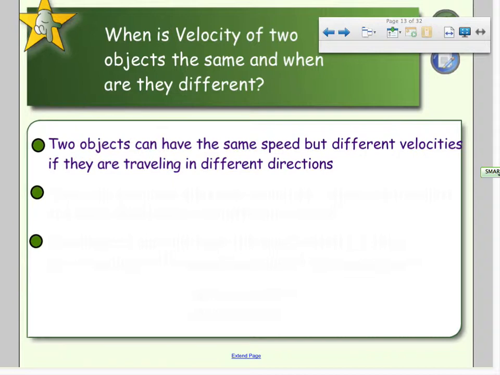Their speed. What's going to be different? Direction. What's going to be different? Velocity. Their velocity is going to be different. I already said their speed is the same but different direction.